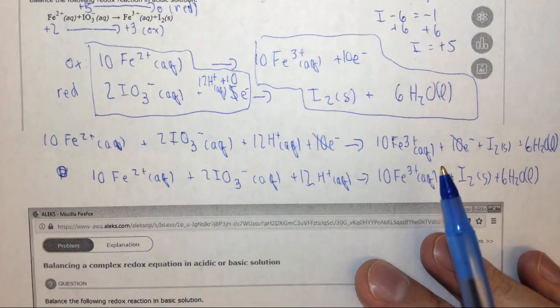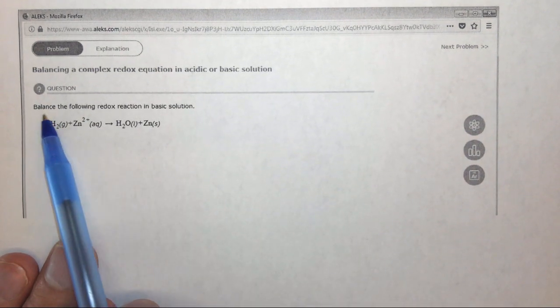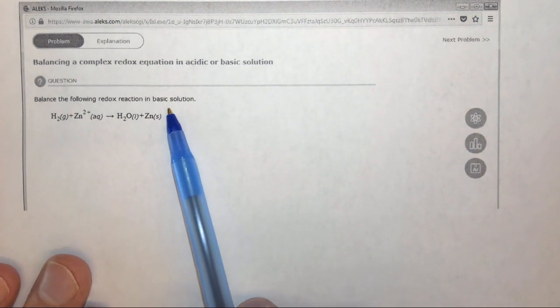Let's look at another example here where we have it in basic solution. It says, balance the following redox reaction in basic solution.